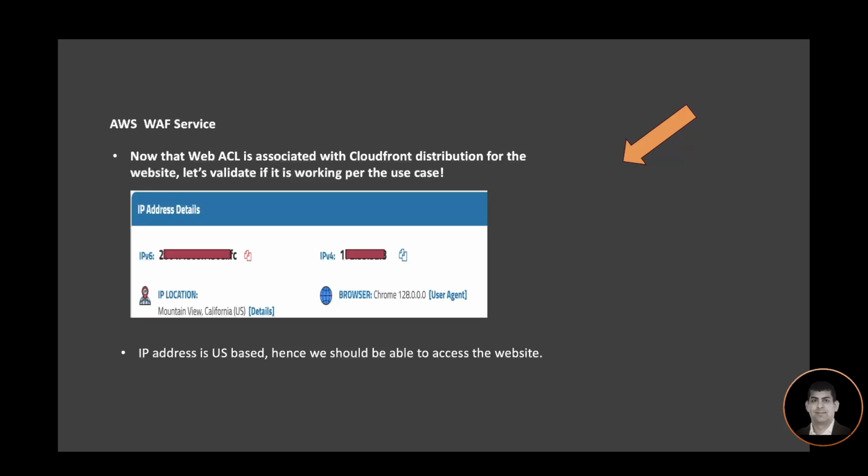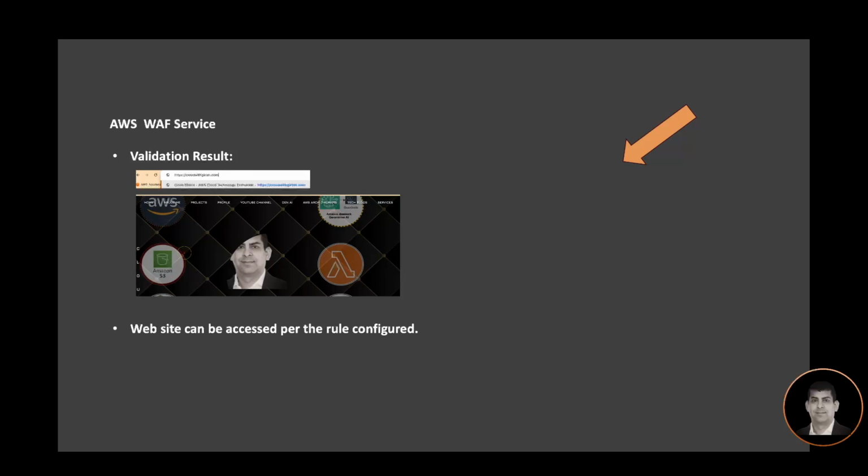So first I'm gonna make sure that my IP address is indeed a US address. So just to demonstrate the point, if you see here, my IP location is showing a US location, it's US based. So we should be able to access the website. If I see the next screen here, and if I'm typing the HTTPS cloudwithgirish.com, which is the URL for the website, I can access the website per the rule configured and per the business use case that I have for this workshop.